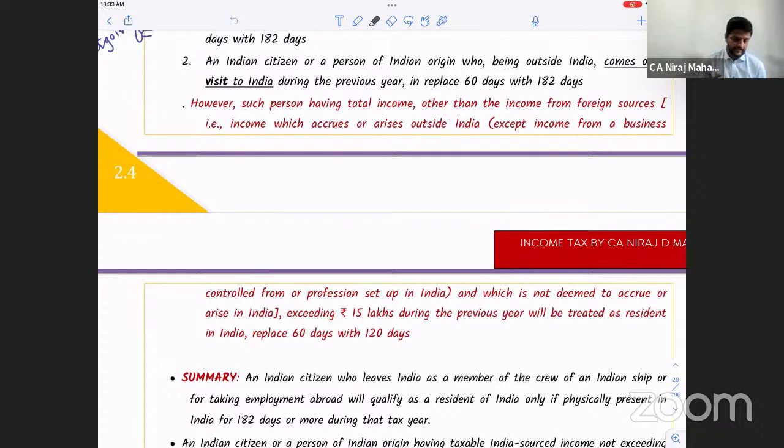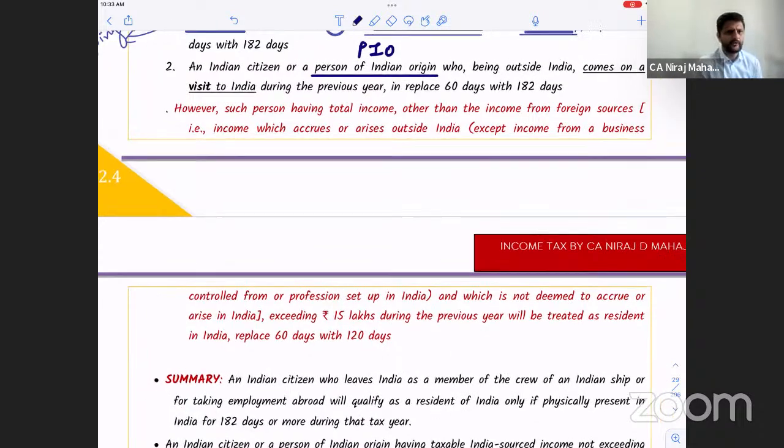or a person of Indian origin, PIO. That means you can trace back their ancestry, forefathers, blood relation to India. We'll come to the basic definition also, don't worry. But an Indian citizen or PIO, being outside India, comes on a visit to India during the previous year. Comes to India for a visit.